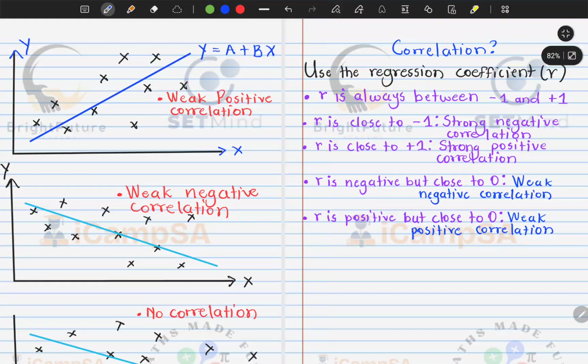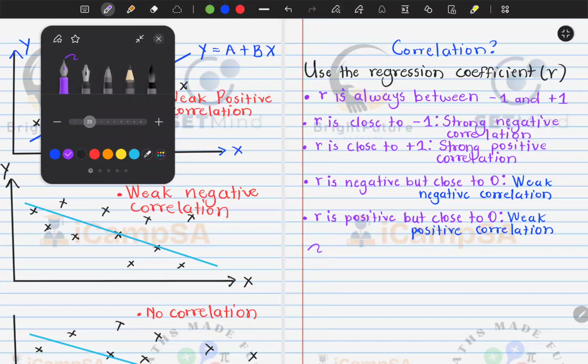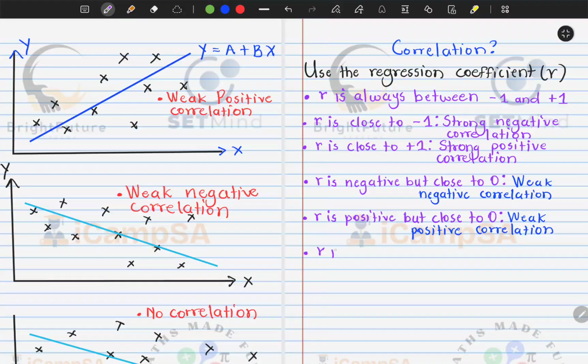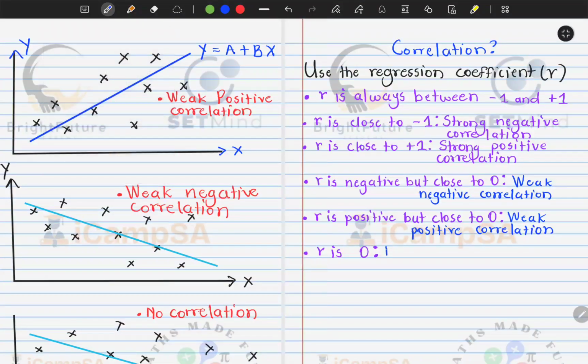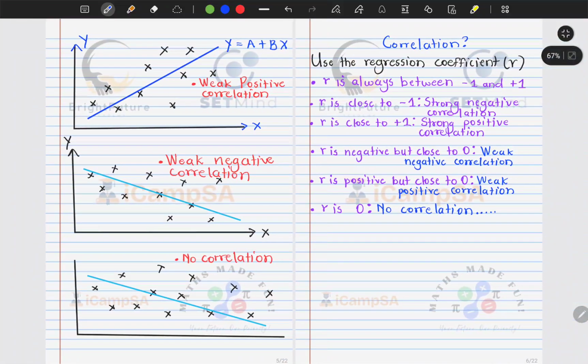Okay, and then the last part is when R is 0. So when R is 0, what that means is we have no correlation. So there's no correlation between X and Y in whatever data that we are given. So this will be very important to keep in mind when we are now doing problems.